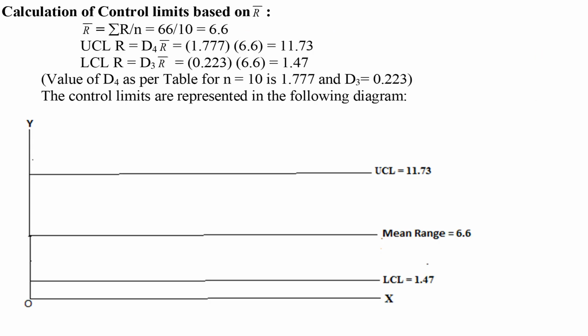Calculation of control limits based on R bar. R bar equals 6.6. UCL R equals D4 R bar equals 1.777 into 6.6 equals 11.73. LCL R equals D3 R bar equals 0.223 into 6.6 equals 1.47. Value of D4 as per table for n equals 10 is 1.777 and D3 equals 0.223. The control limits are represented in the following diagram.